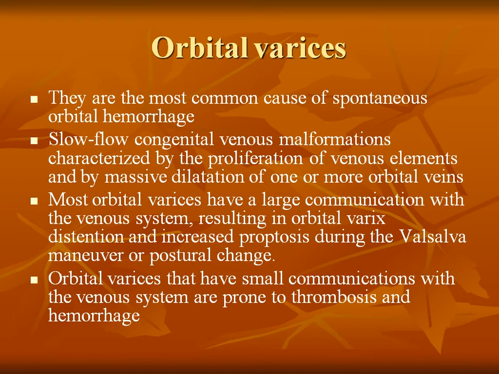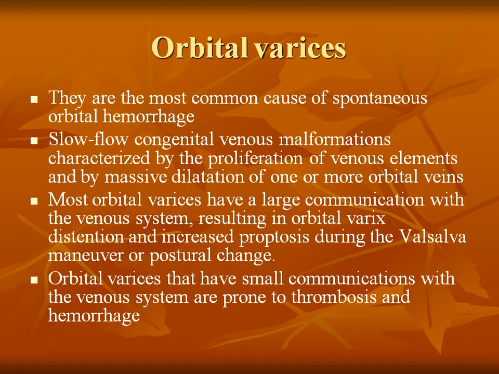Orbital varices are the most common cause of spontaneous orbital hemorrhage. They are a slow flow, congenital venous malformation characterized by proliferation of venous elements and by massive dilatation of one or more orbital veins.